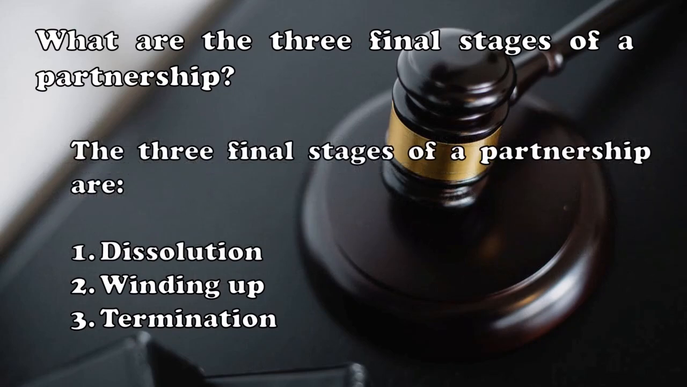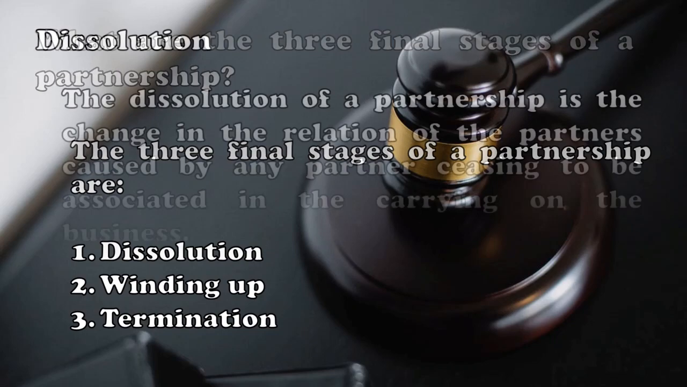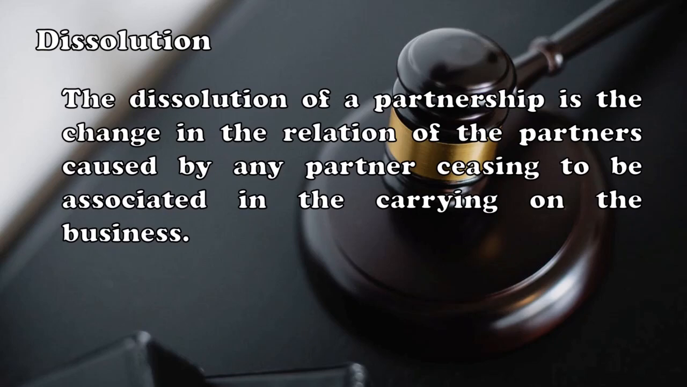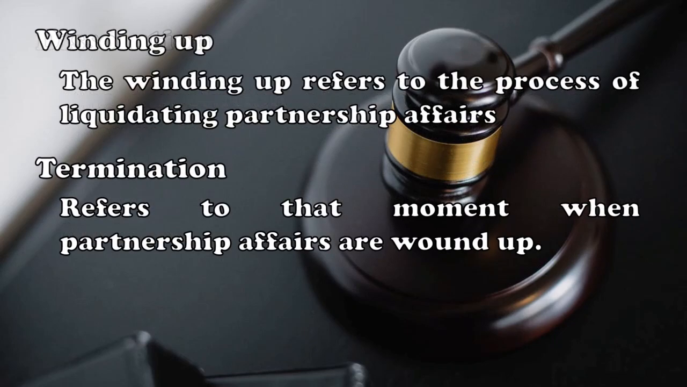Okay? So what are the three final stages of a partnership? The three final stages of partnership are dissolution, winding up, and termination. So ano nga ba to? Ito yung pagtatapos ng partnership. First, dissolution. The dissolution of a partnership is the change in the relation of the partners caused by any partner ceasing to be associated in the carrying on the business. Winding up. The winding up refers to the process of liquidating partnership affairs, and for termination refers to that moment when partnership affairs are wound up.